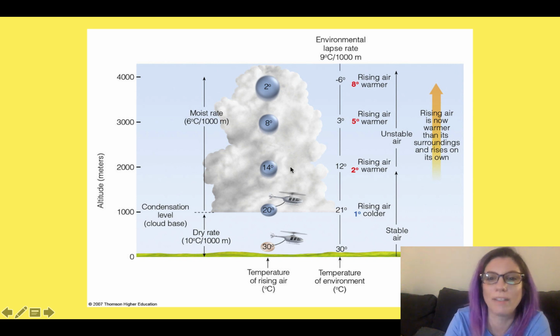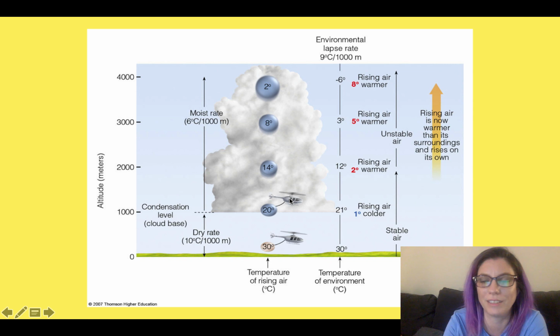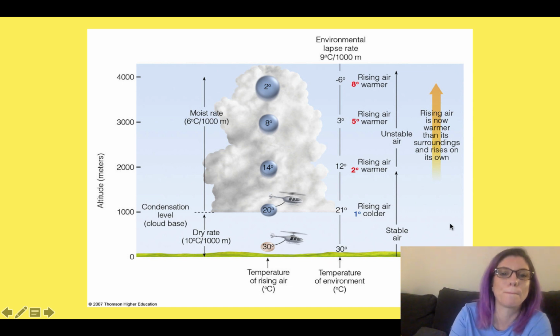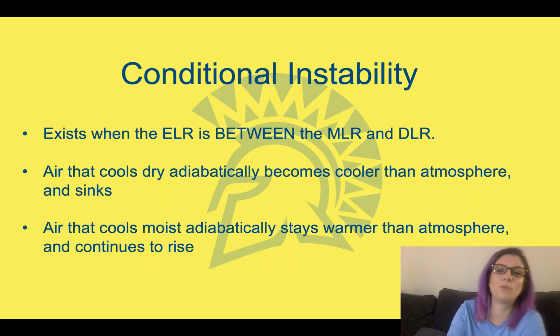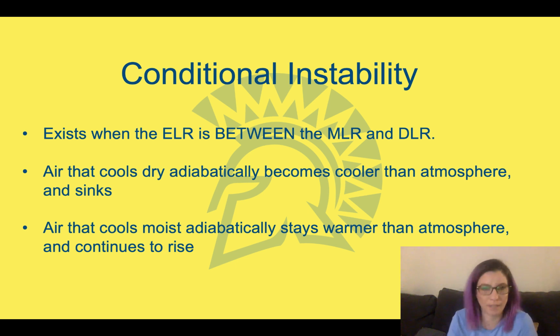And I don't know what happened to the helicopter up here. Maybe he's disappeared in the cloud, although we can see him here, so I don't know. It doesn't need the helicopter anymore. It's just rising, I guess. This is going to be unstable air, and this is going to be a stable situation down here, due to the environmental lapse rate, which is going to bring us to conditional instability.